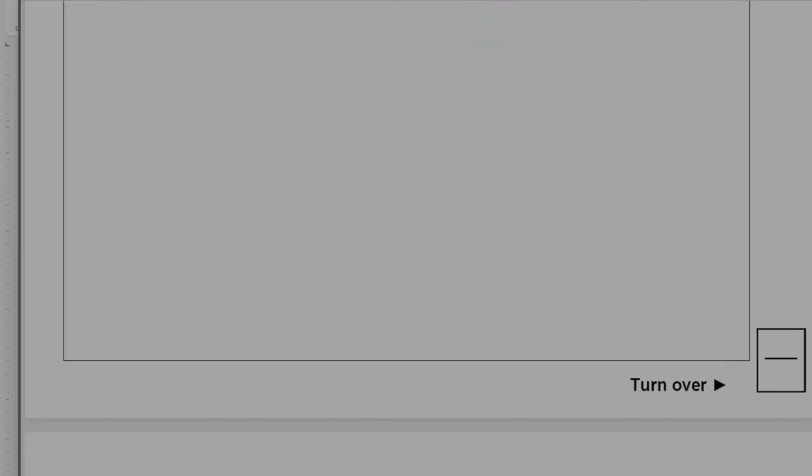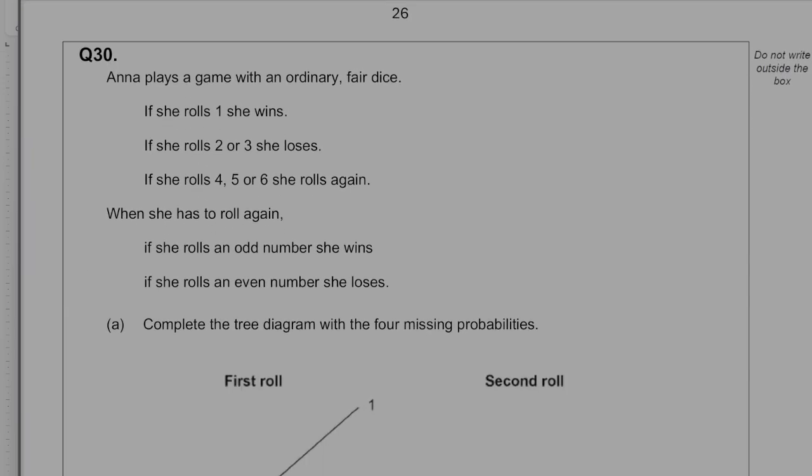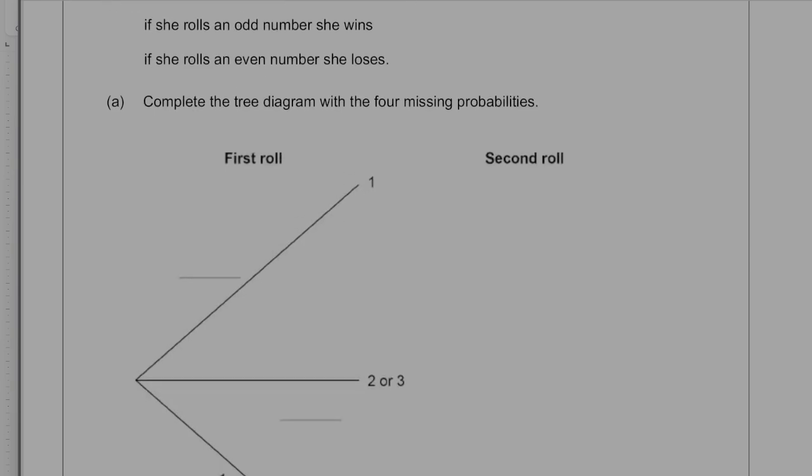Okay then, and question 30. Anna plays a game with an ordinary fair dice. If she rolls 1, she wins. If she rolls 2 or 3, she loses. If she rolls 4, 5, or 6, she rolls again. When she has to roll again, if she rolls an odd number, she wins. If she rolls an even number, she loses. Complete the tree diagram with the 4 missing probabilities.